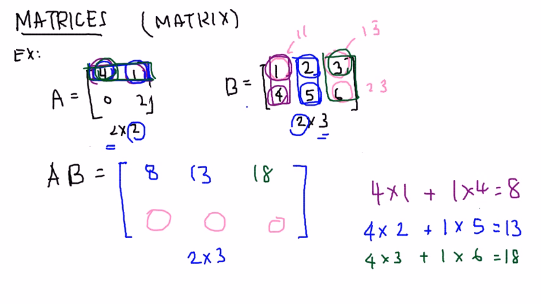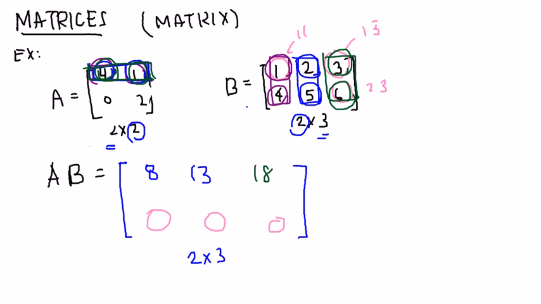Okay, now this bottom left-hand one, that's in position 2, 1. Second row, first column. So second row multiplied by the first column. That'll give us 0 times 1 plus 2 times 4, which gives us 8. Once again, it's 0 times 1 plus 2 times 4.